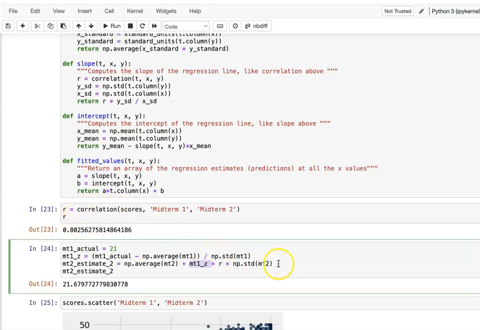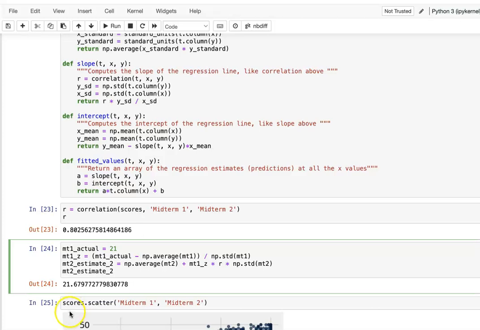Then we multiply by the midterm 2 standard deviation, and then we add the average. According to option 2, that will be the estimation for John's midterm 2 grade, which is 21.7. Kind of in between what we have from the options above.